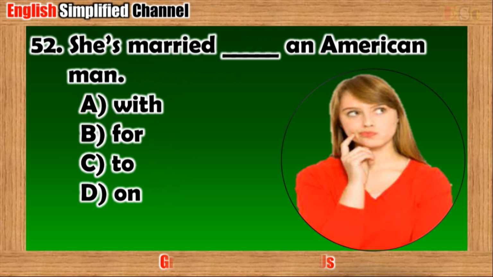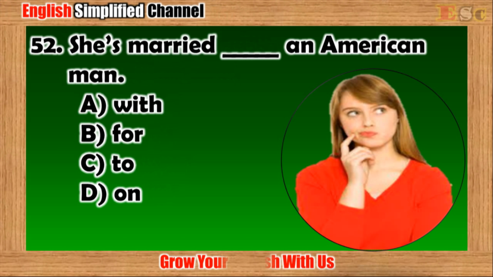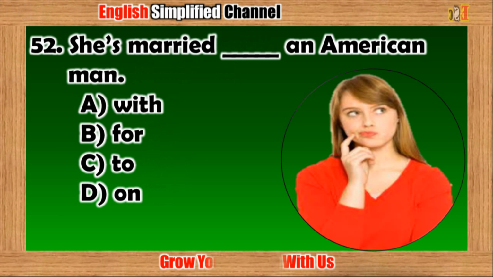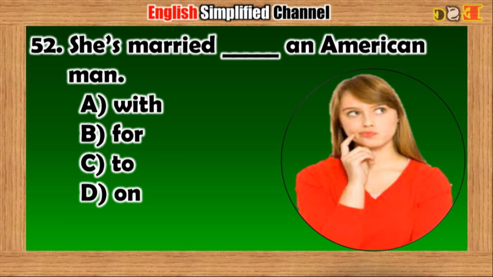52. She's married, blank, an American man. A. With. B. For. C. To. D. On.